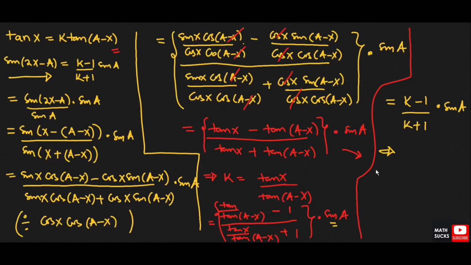We can see that we have proved that sine of 2a minus x is equal to k minus 1 over k plus 1 sine of a.